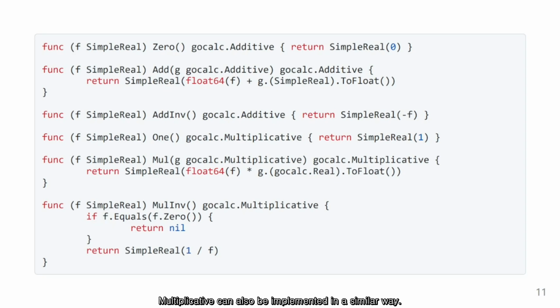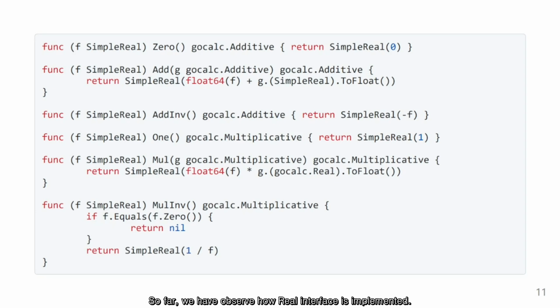Multiplicative can also be implemented in a similar way. Let's pay attention to the boolean here. If the value of the variable is 0, its inverse does not exist, so it returns nil to indicate absence.